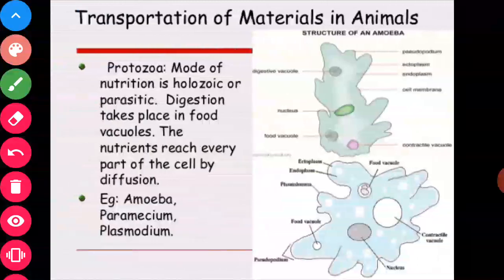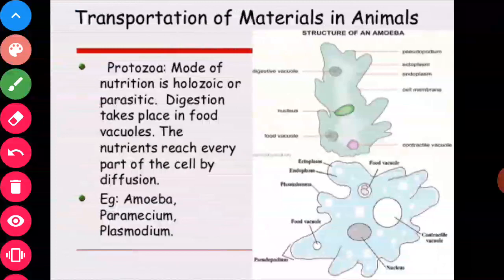Transport of materials in animals. Dear students, we know that there are two types of animals: one, unicellular animals, and second, multicellular animals. Unicellular organisms are those organisms which are made up of a single cell, like amoeba, paramecium, hydra. And multicellular organisms are made up of millions of cells, or we can say they are made of more than two cells.